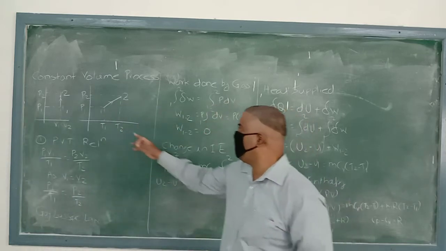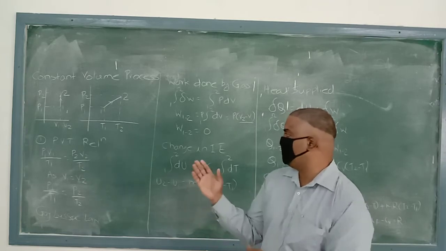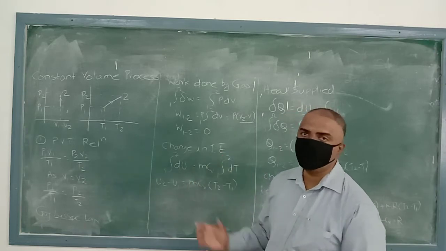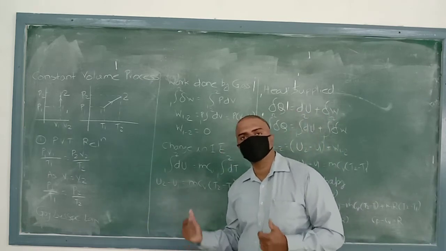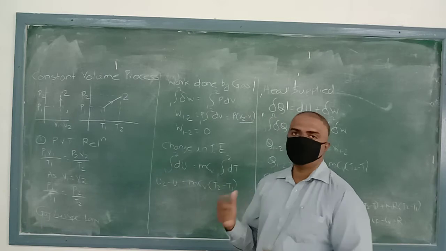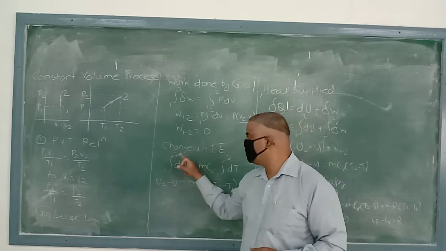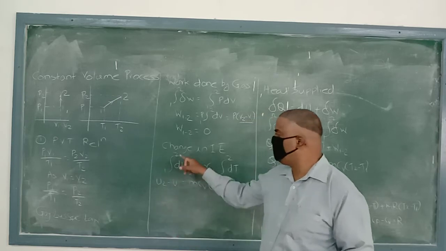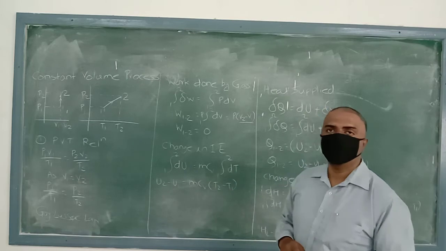So we have plotted a PT diagram, and while calculating the change in the internal energy, again this is a small amount of internal energy, dU is equal to mCv dT. So that's why we are integrating this equation within the limits 1 to 2. So integration of 1 to 2 dU is equal to mCv integration of 1 to 2 dT.